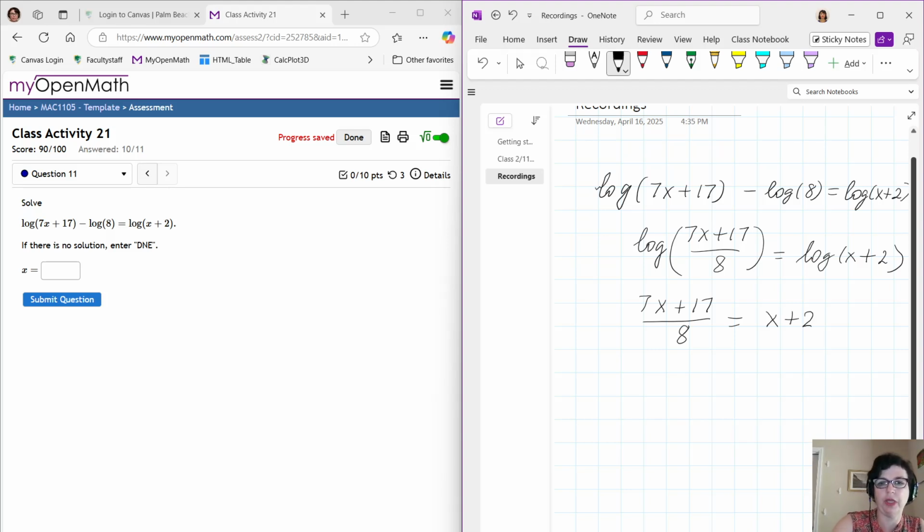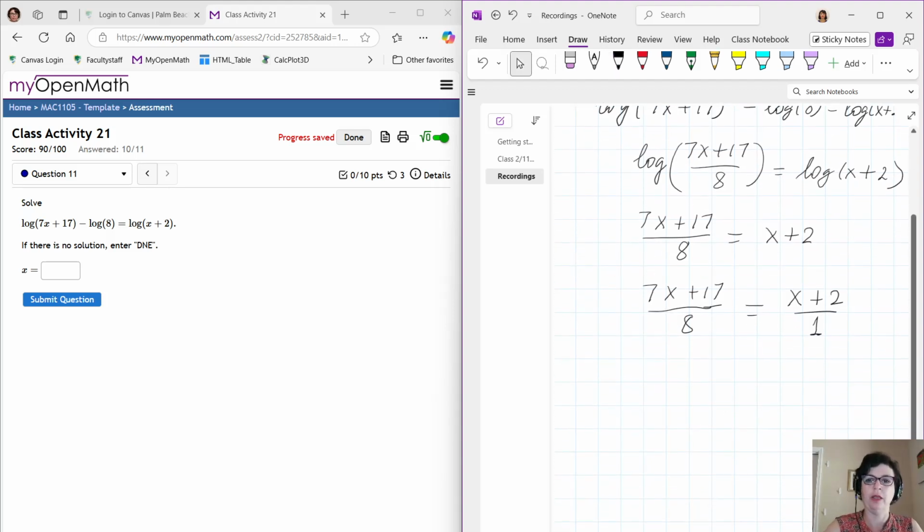Okay, so here's what I'm going to do. First, I'm going to rewrite the right-hand side as a fraction. So I will write it as x plus 2 divided by 1, right? Because you can always divide by 1. That is not going to change the expression. And now this is a proportion that I can solve by cross multiplying. Okay, so I'm going to multiply like this, multiply like that, and then make them equal each other.